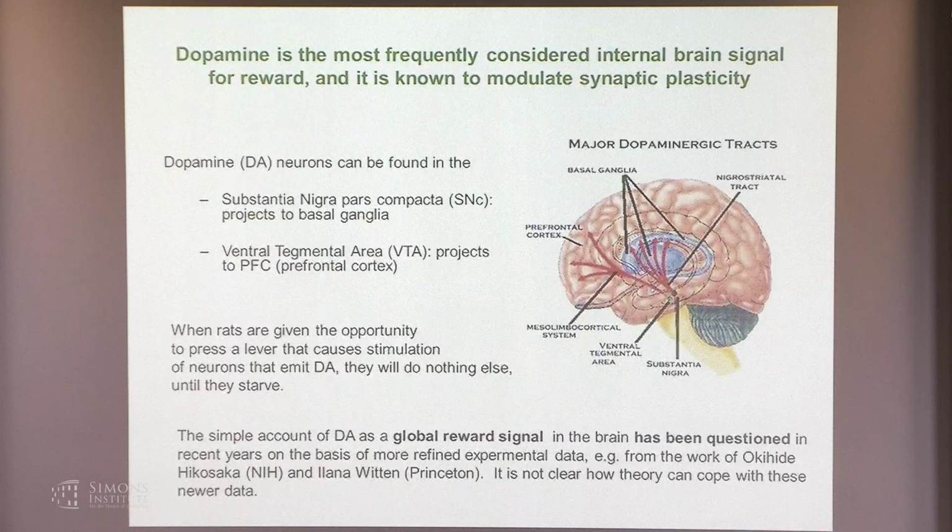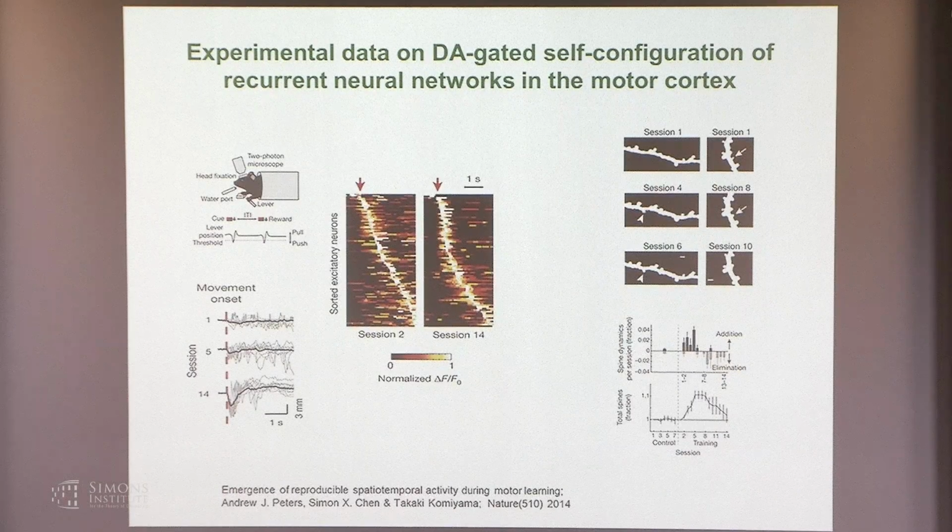So let me also note, I think rewards, dopamine is supposed to do this. And so we applied this as one test to very nice data from a Nature paper from 2014 from the Komiyama lab, where they had a mouse where they monitored many neurons. This mouse was trained to do a complex lever pressing task. They first had to push it down and then pull it up, and then they got a drop of liquid. And so they needed quite a number of sessions to learn this.